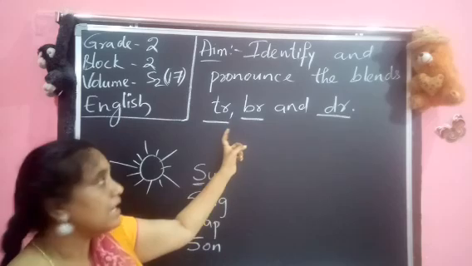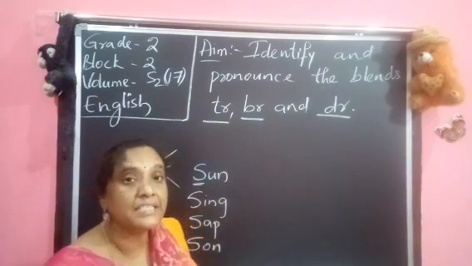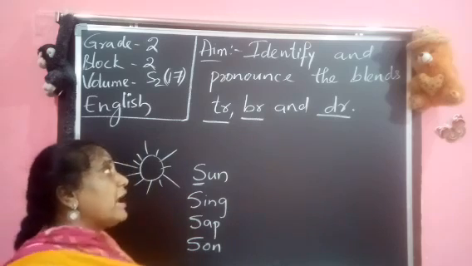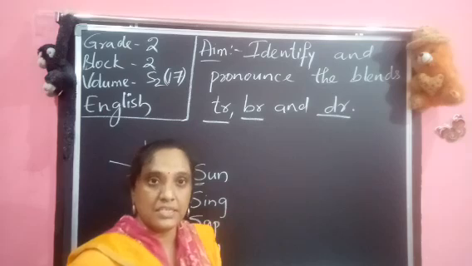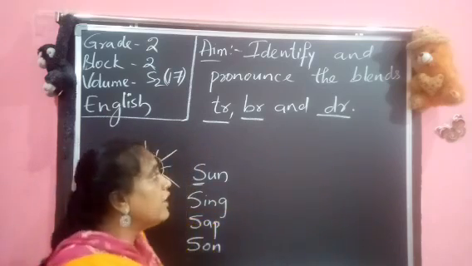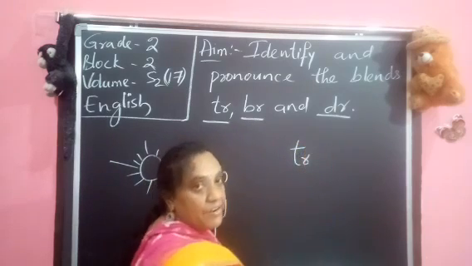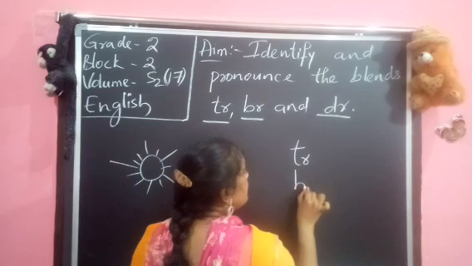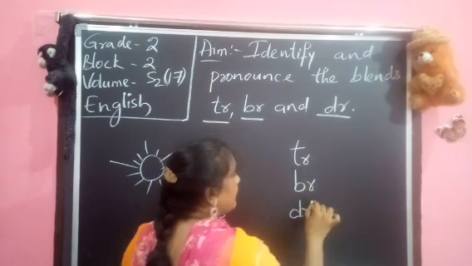T-R, tra, B-R, bra, D-R, dra. Means, by seeing the picture itself, we are going to identify from each and every word with what the word starts. Even if you find a new word which you don't know, according to the letters it is beginning. So, T-R is for tra, B-R is for bra, D-R is for dra.